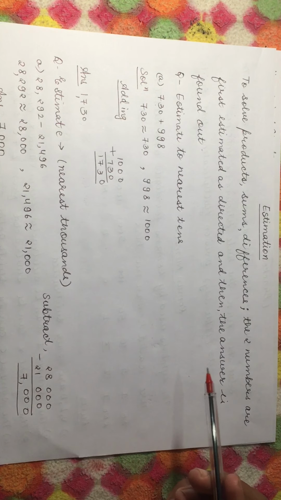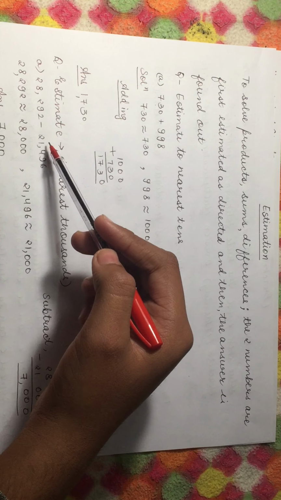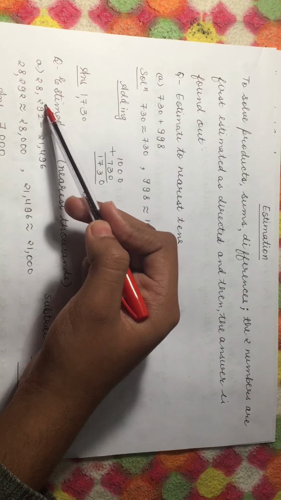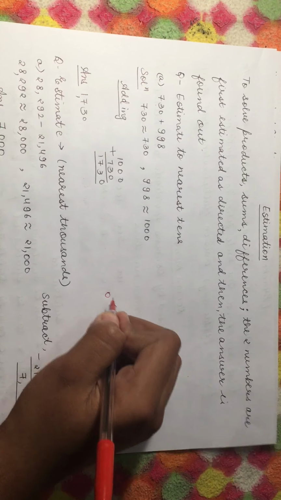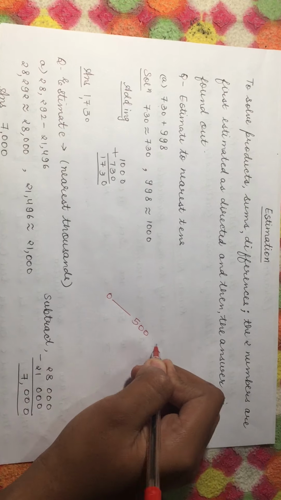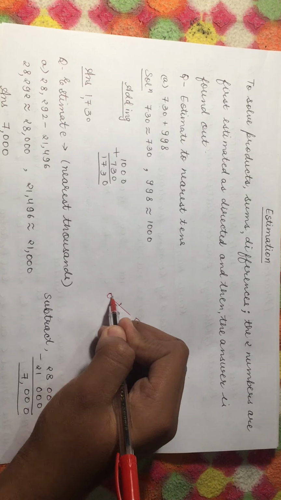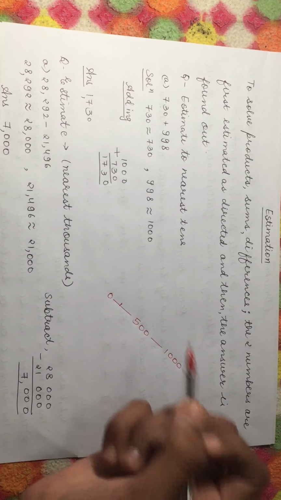Similarly, the nearest 1000 estimation is there, like 28,292 minus 21,496. So we will see these three digits and we will make them 0. If 292 is nearby, it will be converted to 0, and here 496 is also nearby, so it will also be converted to 0. So no change in the next digit. Over here, this will be converted to 28,000 and this will be converted to 21,000, and your answer for subtracting will be 7,000.